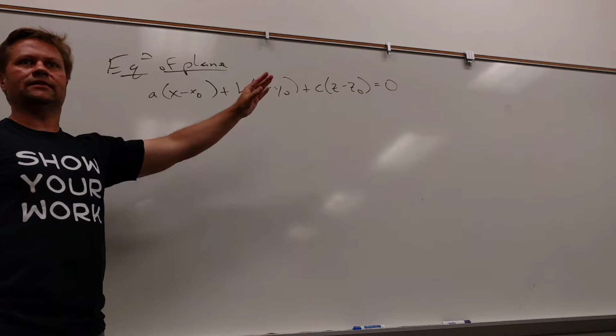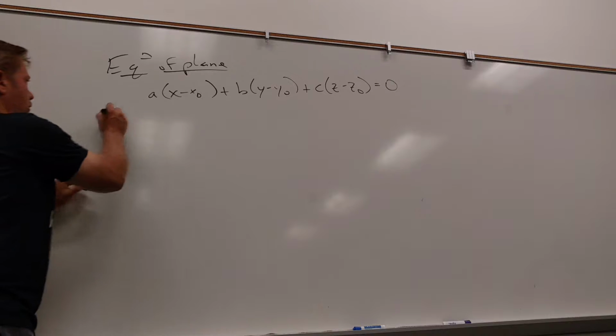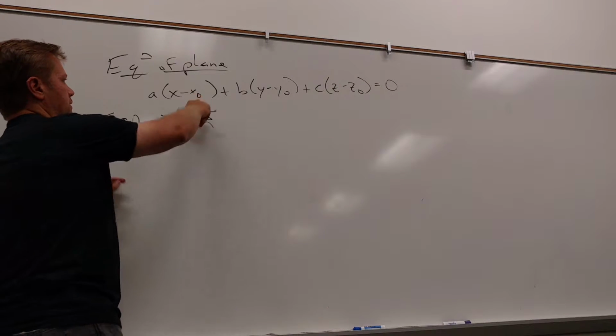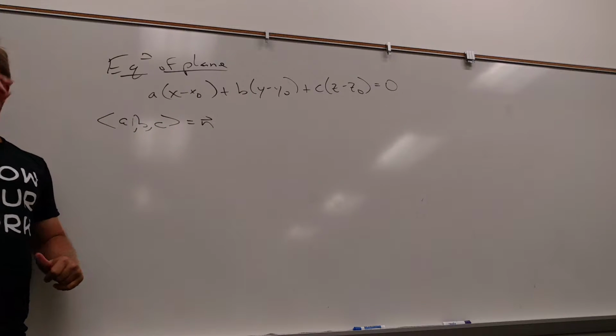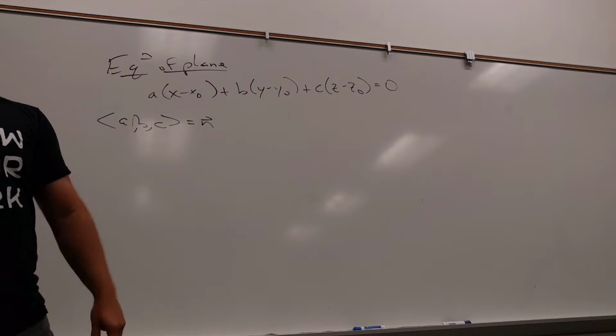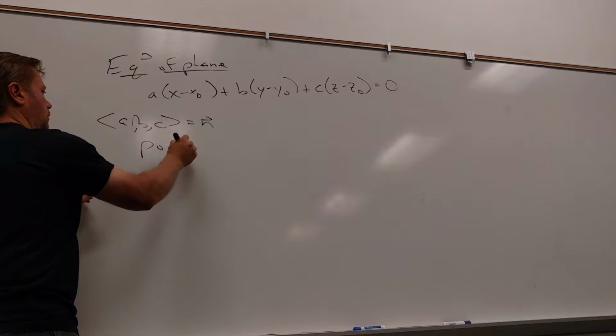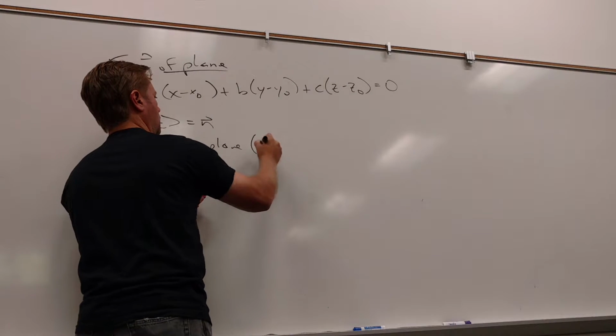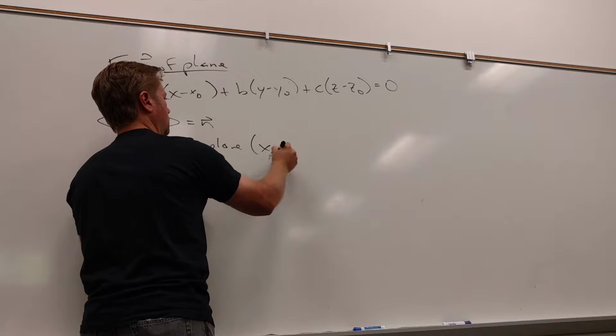Because what can I see in it? What is A, B, C? What's that vector? The normal vector. And what's x naught, y naught, z naught? A starting point. A point in the plane. I like it.